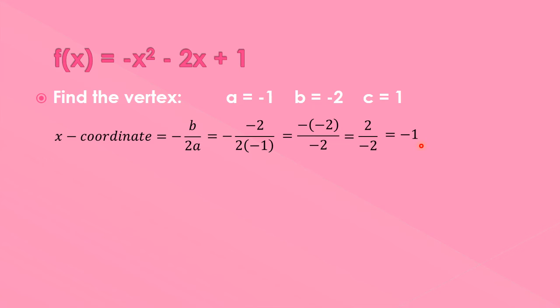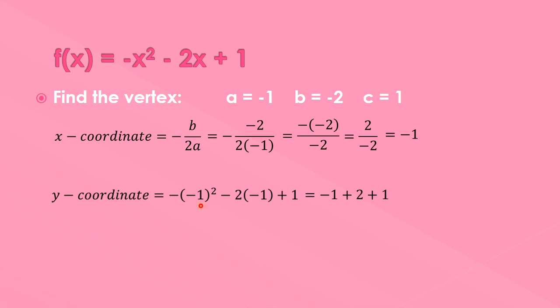Now let's find the y coordinate. We will plug in negative 1 for x into our original equation. Be careful with this minus sign, it's outside of the parentheses, so minus, plug in negative 1 for x, so negative 1 squared, minus 2 times negative 1 plus 1. Then simplify this expression.